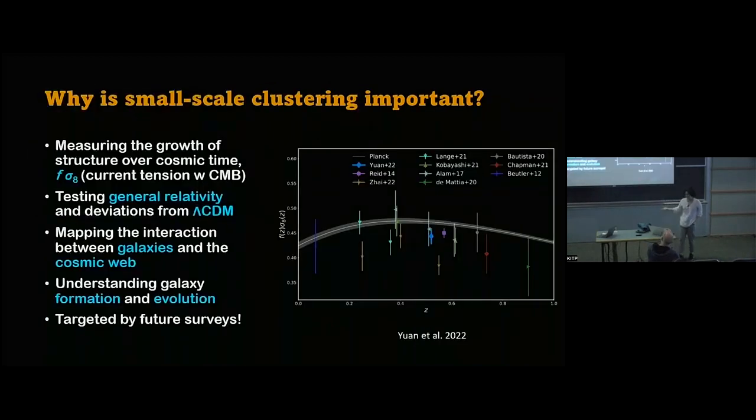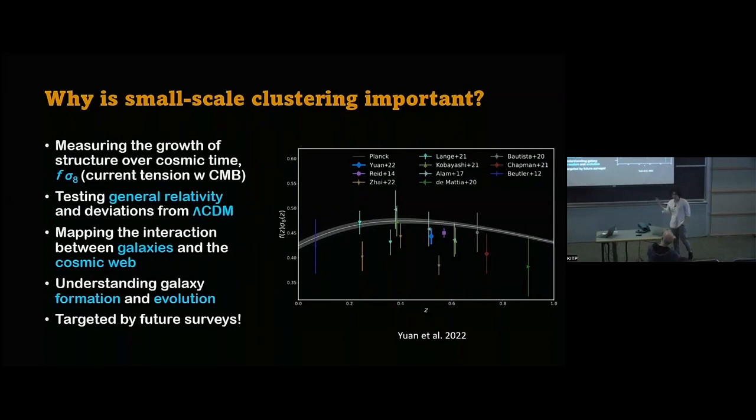So first of all, you might want to ask, why should we even care about these small-scale clustering analyses? Don't we already have all of the information we want in the large scales? That might be the case, at least to some extent, but we know that the small scales also contain some useful cosmological and astrophysical information. For example, if we look at the tension with Planck for the S sigma 8 constraints, a lot of these points actually come from exactly these small scale comparisons.